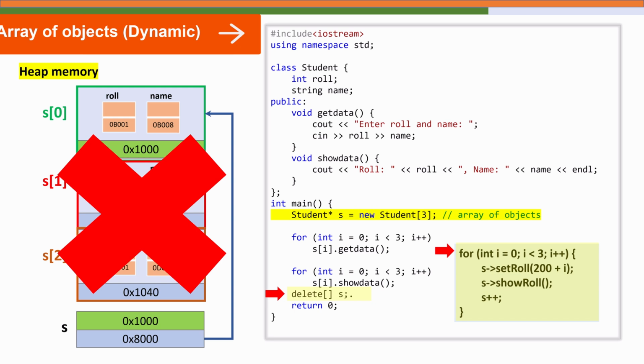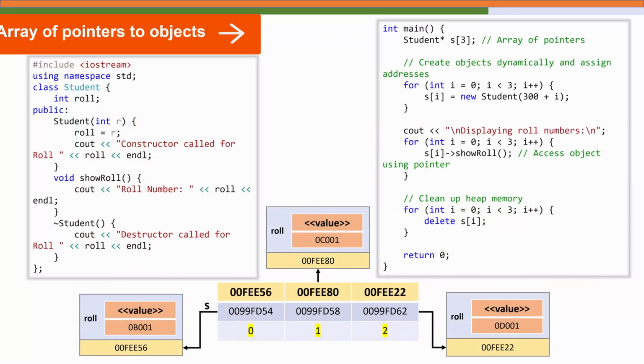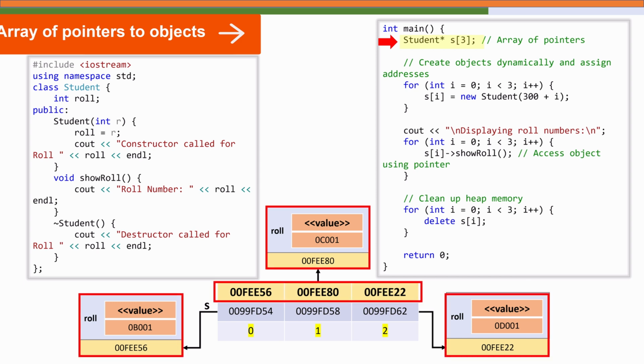Now let's see a slightly different concept, an array of pointers to objects. Unlike a normal array of objects, this array doesn't directly store the objects themselves. Instead, it stores the addresses of objects that are created separately, usually on the heap. So in this code we declare Student* S[3]. This creates an array of three pointer variables, each capable of holding the address of a Student object. Inside the loop we use the new keyword to create each object dynamically.